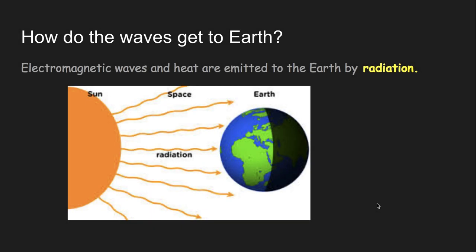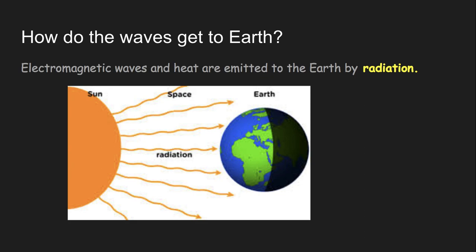So how do these three waves, visible light, heat, and ultraviolet rays, how do they get here? They get here by radiation, which is just a way that energy moves through outer space. It doesn't need a liquid or a solid to move through.